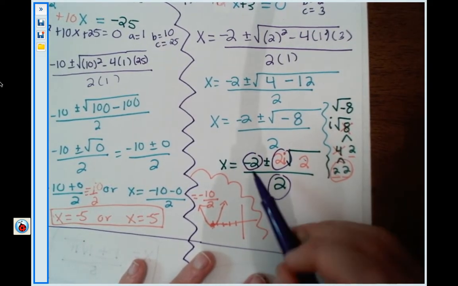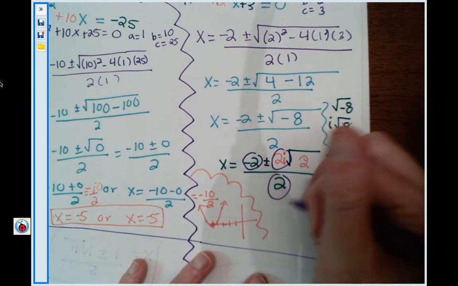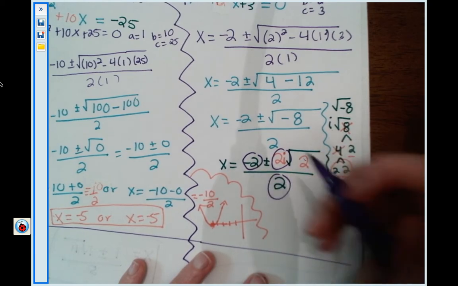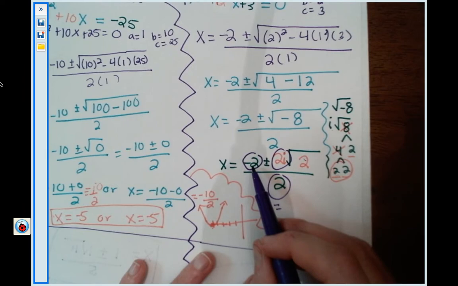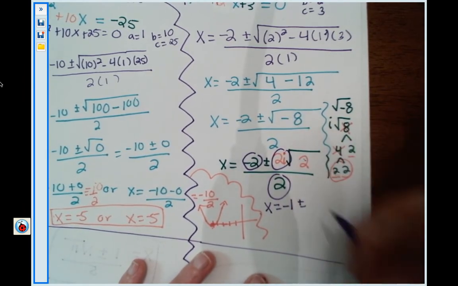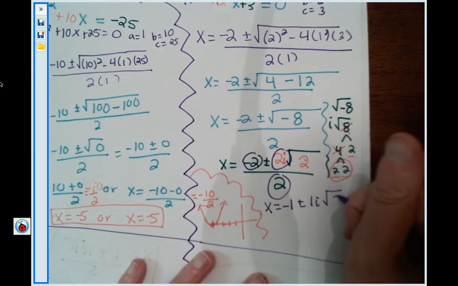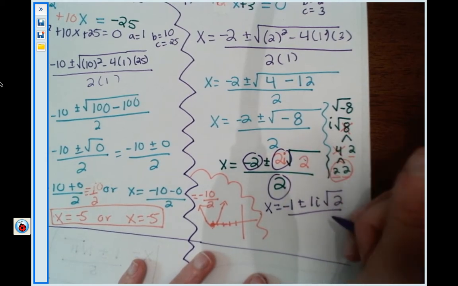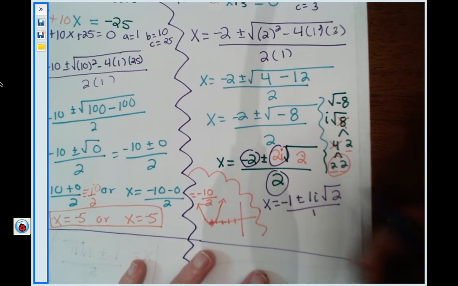So let's think, what's something that goes into 2, 2, and 2? Holy hot dog, you guys, that is a 2. So we're going to divide all those by 2. So X will equal -2 divided by 2 is a -1, plus or minus 2I divided by 2 is 1I, or just I. I'm going to leave the 2 alone, I'm not going to touch it. And all over 2 divided by 2, which is 1. Okay, which really, you guys, anything over 1 is itself.